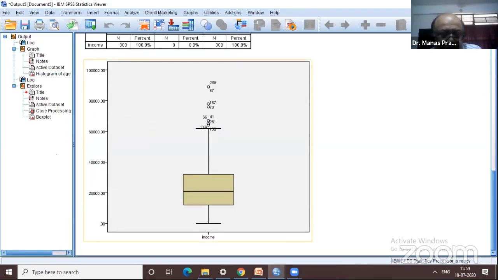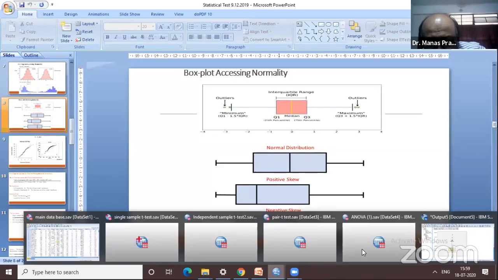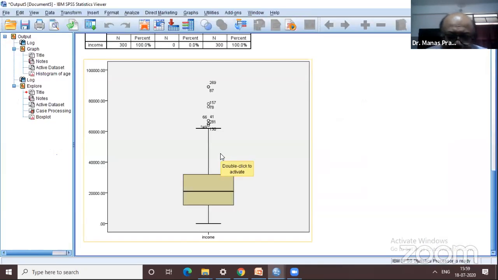I have shown this box plot in a horizontal way, and then this box plot in a vertical way. But there is no difference. It's the same. Here the data are arranged like this. So this is the median. 20,000 is the median. You see, the median is in the center of the data, but there are certain outliers. Suppose observation 269 is an outlier. Here observation number 157 is given as an outlier.